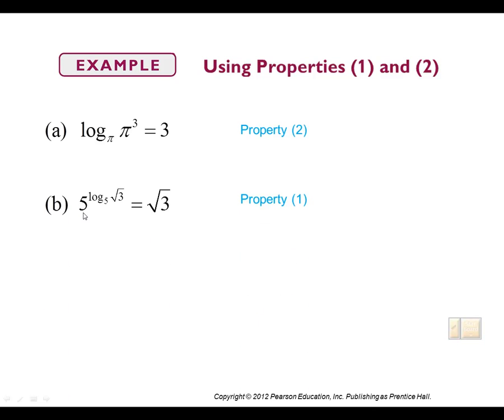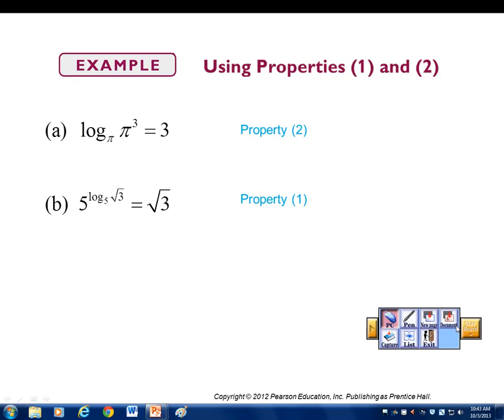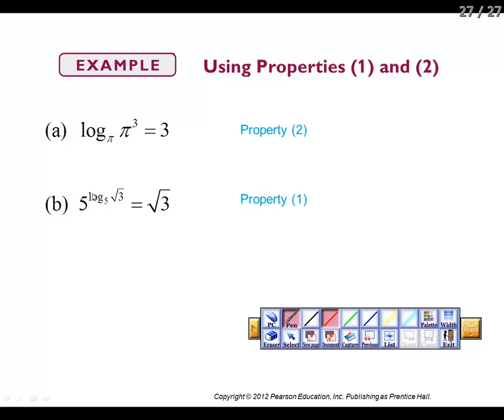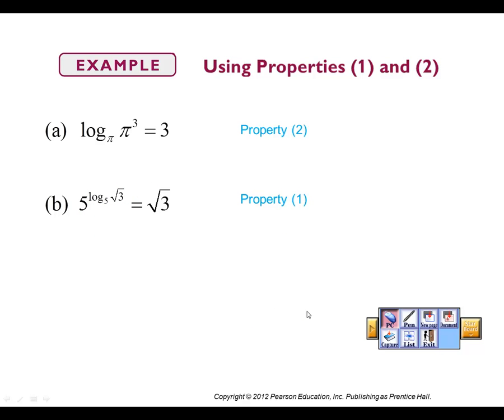Here we have 5, and then log of square root 3 base 5. All of this up here is an exponent. So in other words, 5 is the base, and log of square root 3 base 5 is all the exponent. Therefore, these two bases are the same, and since exponent and logarithm are inverses of each other, our answer is our logarithm.